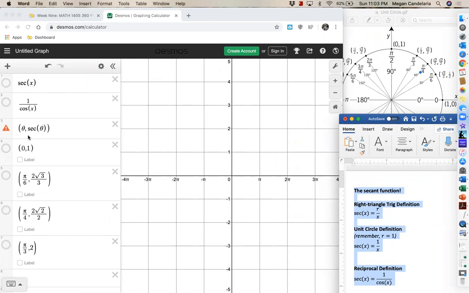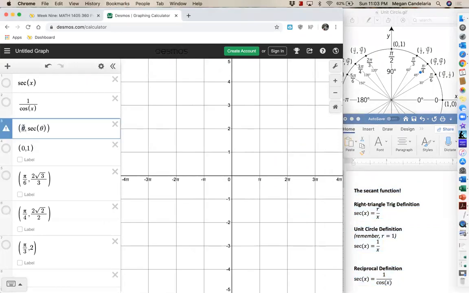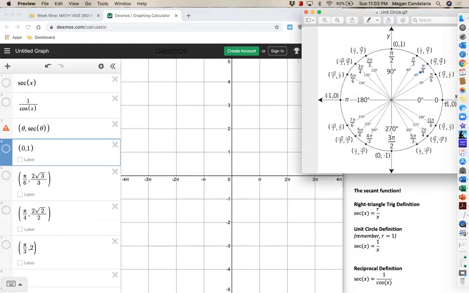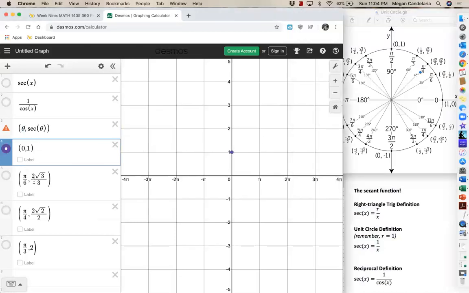All right, so again, we're going to be plotting points that are of the form theta, secant of theta. To start out with, when theta is 0, our x is 1, 1 over 1, reciprocating that gives us 1. So the first point we have is 0, 1. Next, let's look at pi over 6. At pi over 6, our x value is square root of 3 over 2. Reciprocating that is 1 over the square root of 3 over 2, which means flipping our numerator and denominator. So we get 2 over the square root of 3. When we rationalize that, that gives us 2 square root of 3 over 3.